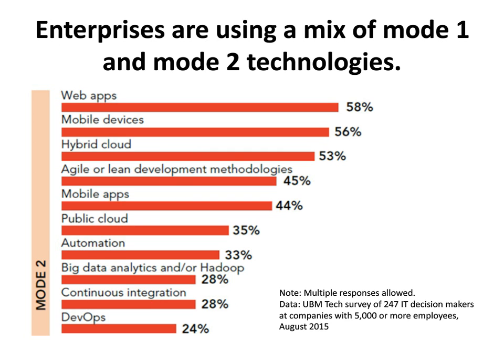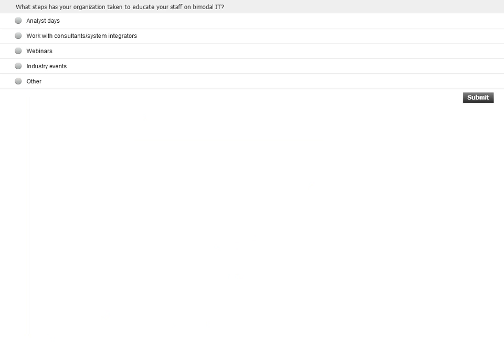Excellent. All right, at this point, I think we're going to move on to another poll question. Our next question, audience, is what steps has your organization taken to educate your staff about Bimodal IT? There's several selections there: analyst days, work with consultants or systems integrators, webinars, industry events, or other. And I believe it will only allow you to select one, so if you've done more than one of these, you'll have to just pick one. And again, we'll give you a few minutes to make a selection and then hit the Submit Answer button.